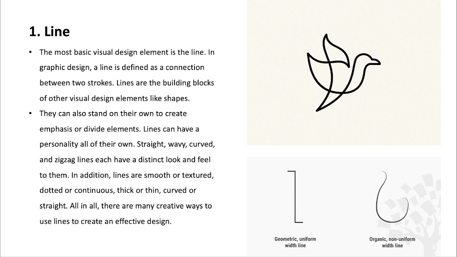In graphic design, a line is defined as a connection between two points. These are the building blocks of other visual design elements like shapes. You can see we have geometric, uniform width lines as well as non-uniform width lines, that is, organic lines. They can also stand on their own to create emphasis or divide elements.